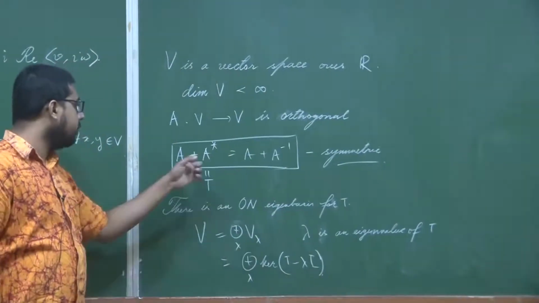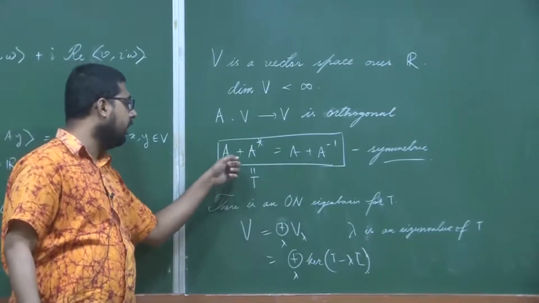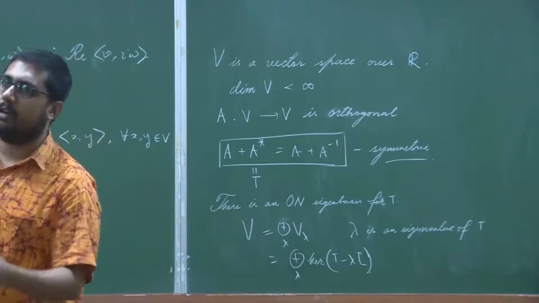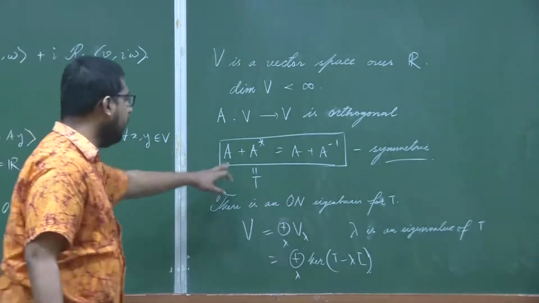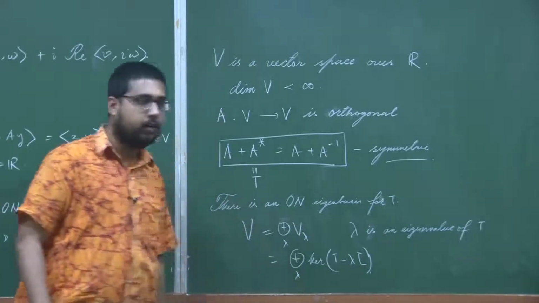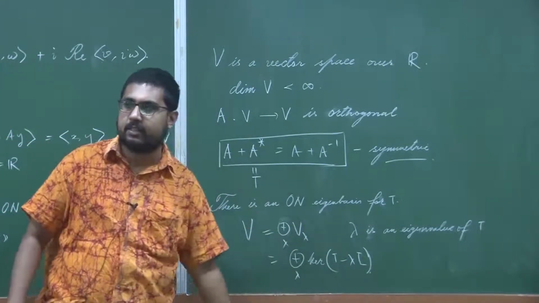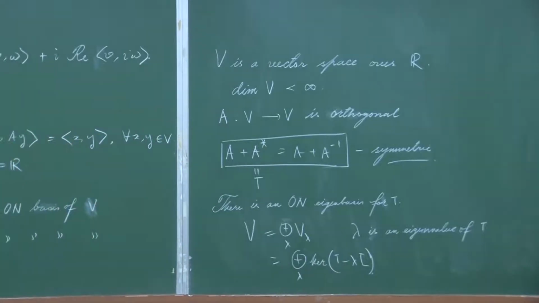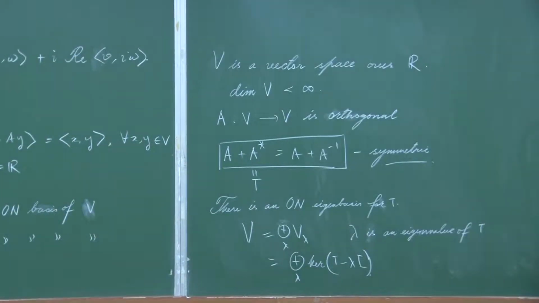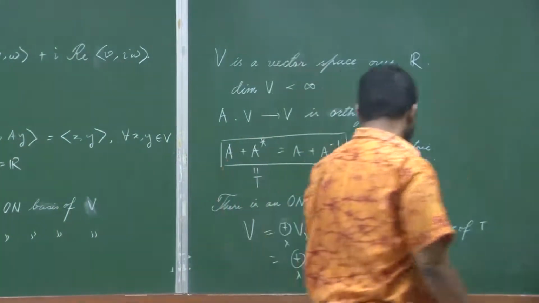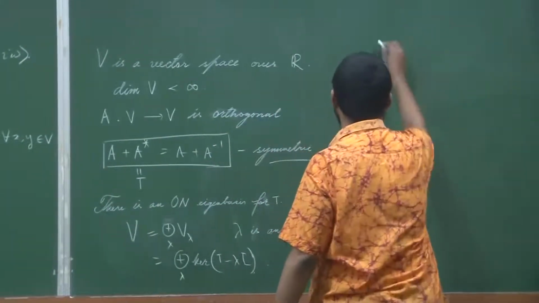Now let us observe that since A is orthogonal, A star A is identity. So A commutes with A star, A commutes with A, therefore A commutes with T. Since A commutes with T, A commutes with T minus lambda I. Earlier we have proved that for a pair of commuting linear maps, the kernel of one will always be invariant under the other one. Therefore, we get the following.